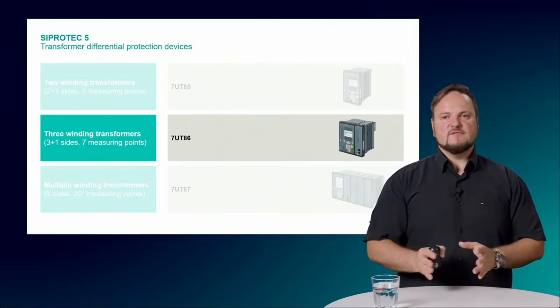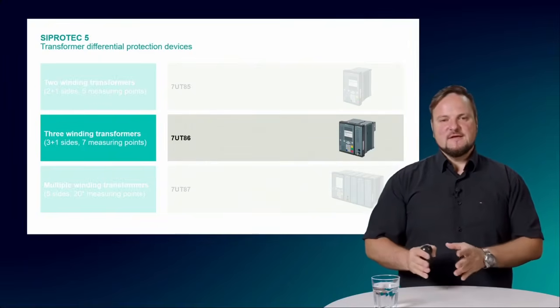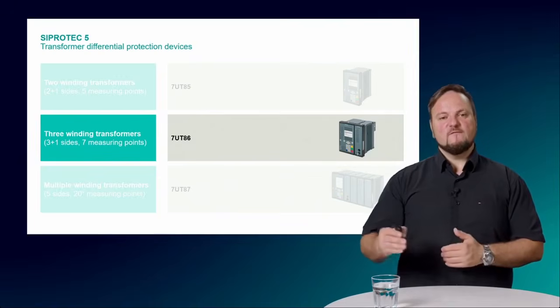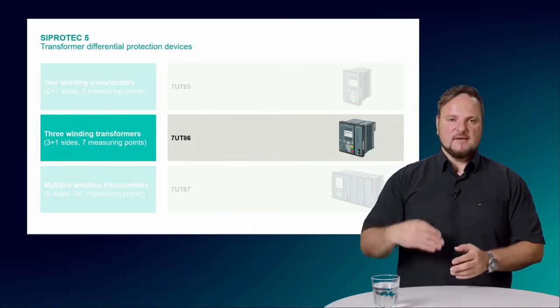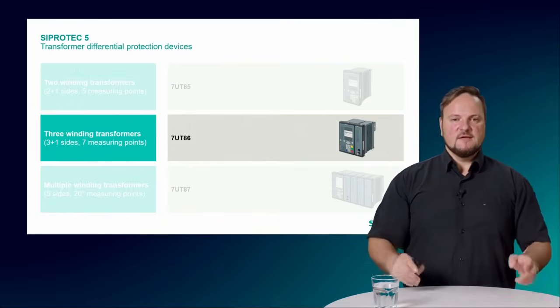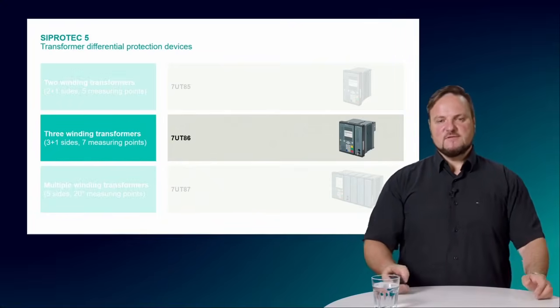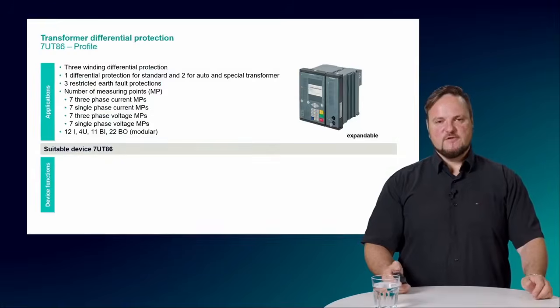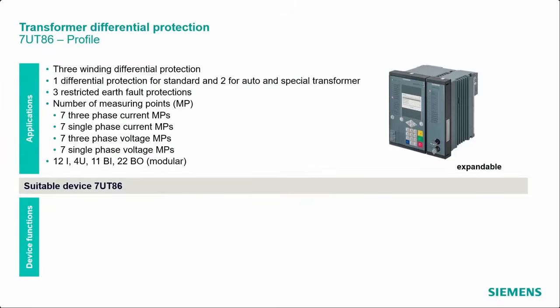Also here we have the possibility to extend the 3-winding transformer to a 4-winding transformer by instantiating an additional transformer site. Here the limitation is that the limit for the measuring points is up to 7. So that means for the 7UT85 we have up to 5. Now we have up to 7 current 3-phase measuring points and so on.